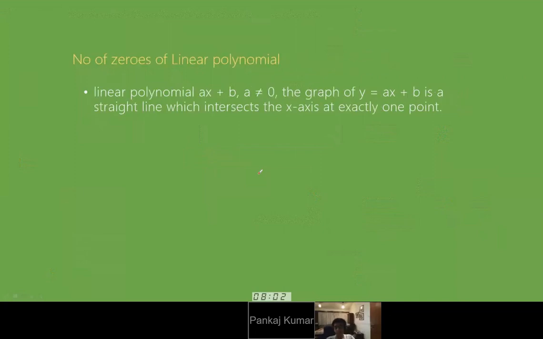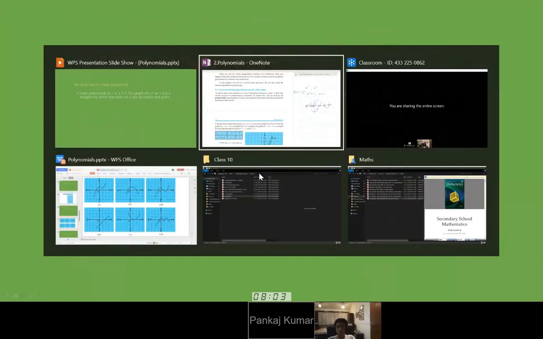A linear polynomial is represented by ax plus b. You're aware of this? Now the graph will be a straight line because this is a linear polynomial, and where it will intersect the x-axis, there could be exactly only 1 point. So let's take this example.